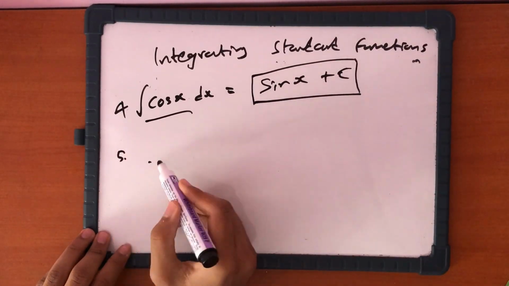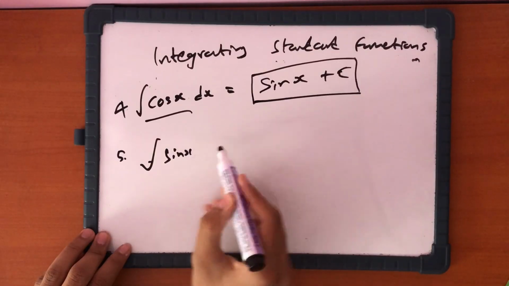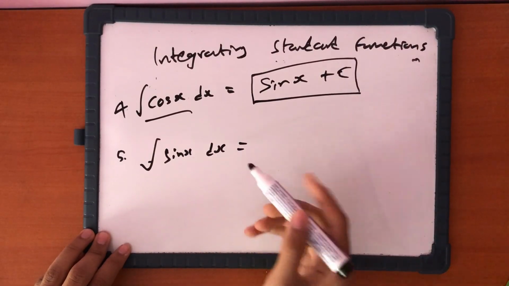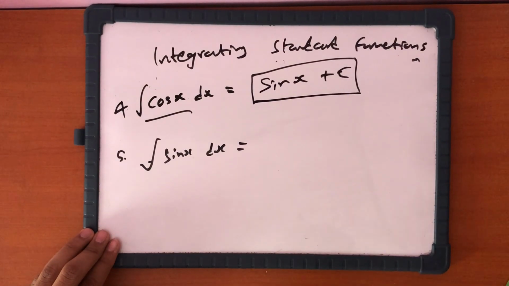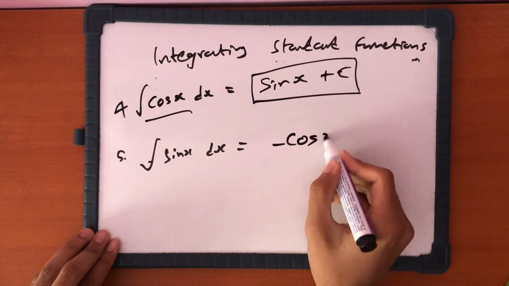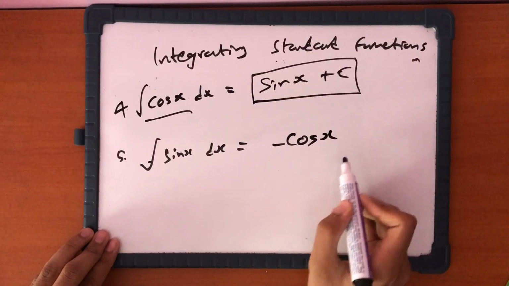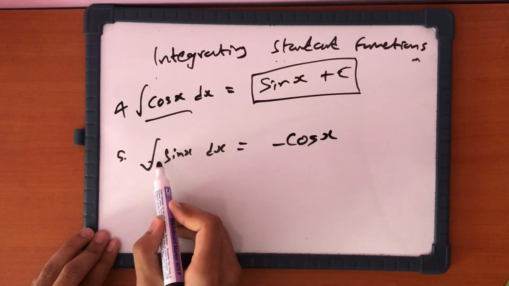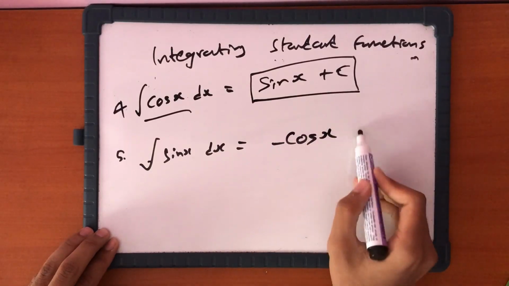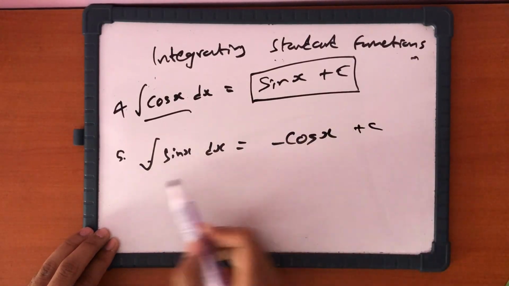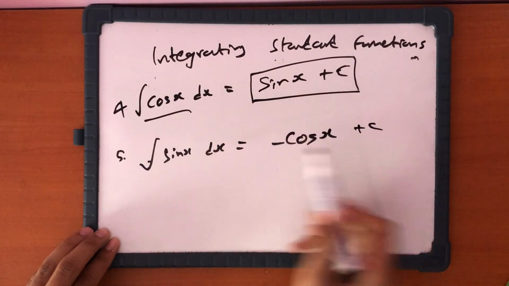Number 5, integral of sine x dx. Now, when you differentiate what, do you get sine x? Remember, it's not just cosine x, it's negative cosine x, because the derivative of cosine x is negative sine. So if we want a positive sine here, we must negate this. So the answer is this: the derivative of negative cosine x is sine x.